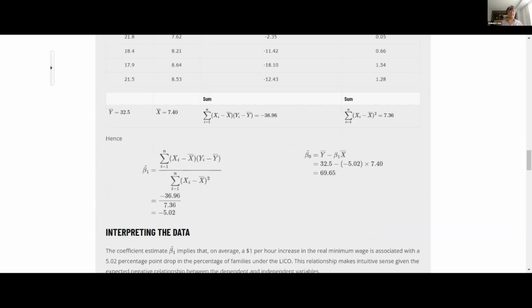What does this now mean? Well, congratulations. You now have an estimate of the effect of a $1 change in the minimum wage with respect to the poverty rate. Telling the story with data and data analytics.